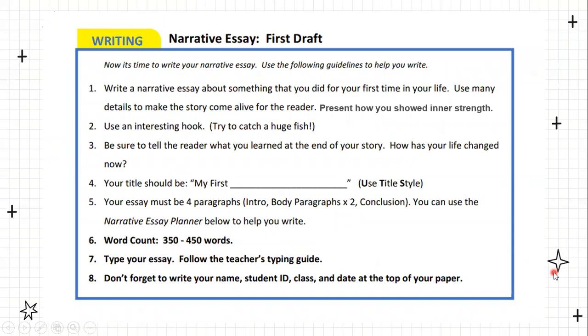All right. Now here, our lecture comes to an end. After explaining everything to you, it's your turn to write your own essay. Okay, let's call this your first draft, first narrative writing essay. Here are the guidelines that will help you write.